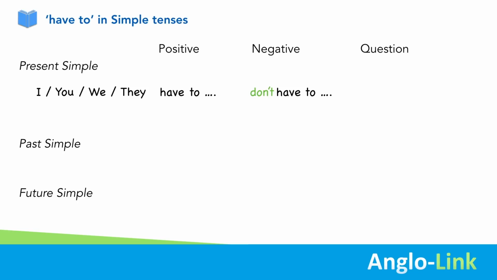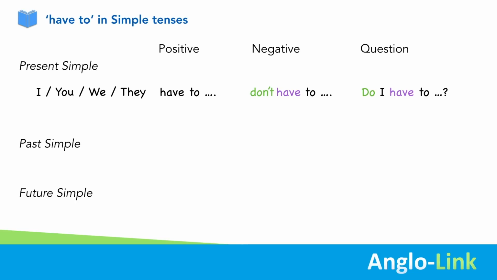Now, I just want to point out quickly that the have in the positive sentence and the have in the negative sentence are not the same have. In the positive sentence, have to is conjugated in the present simple tense, whereas in the negative sentence, have is the base verb that comes after the auxiliary. Same in the question. Do I have to?